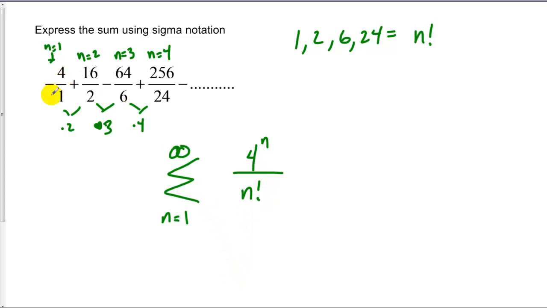And now the problem I have is I need a negative on my first term. So in order to get that negative, what I'm going to do is multiply this fraction by -1 to the n power. Because what that'll do is make my first term negative. My second term is going to be squared, so it makes it positive. Third term cubed negative. Fourth term, etc., etc.